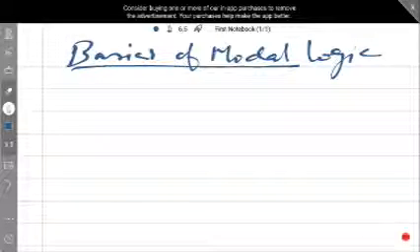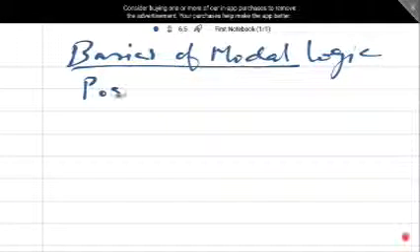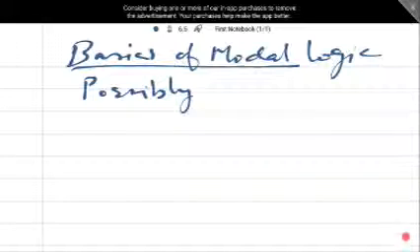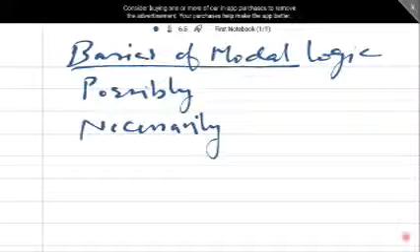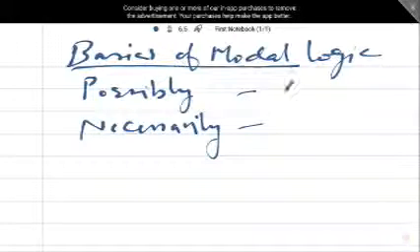So let's begin with what modal logic is. Modal logic basically deals with the expressions of possibly and necessarily. So, to denote these expressions in logic, two new symbols are introduced, possibly using a diamond and necessarily using a square.